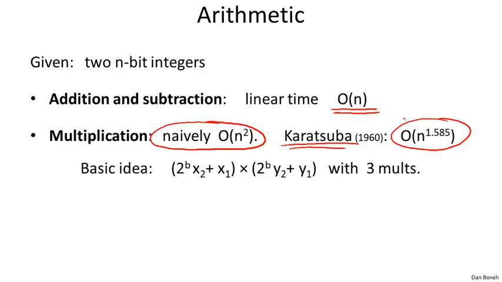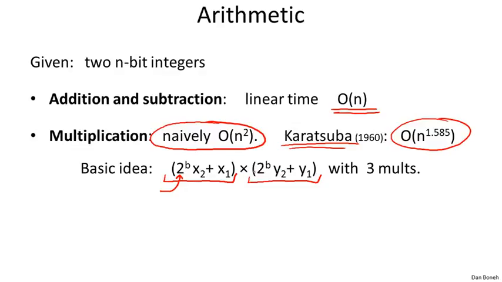What Karatsuba realized is that when you want to multiply two numbers, you can take the first number x and write it as 2 to the b times x2 plus x1, where x2 and x1 are roughly the size of the square root of x. So you break the number x into the left part and the right part. Basically you're writing x as if it was written base 2 to the b, so it has two digits base 2 to the b. You do the same thing with y, writing it as the sum of the left half plus the right half.